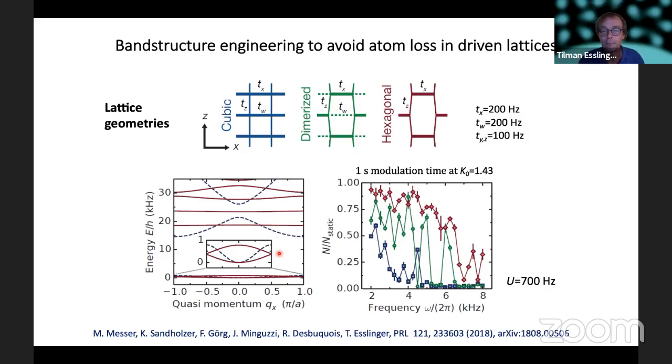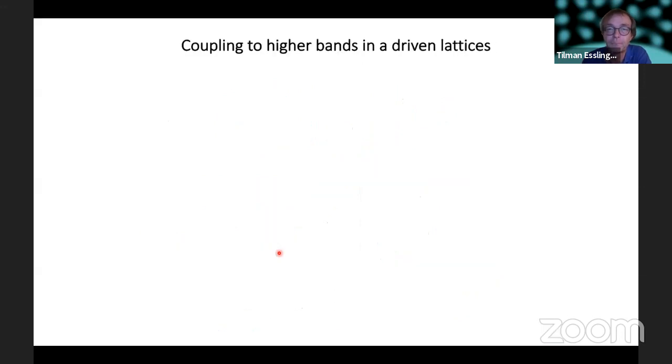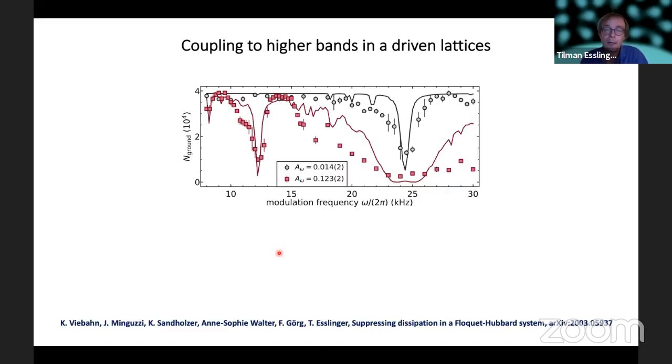And then in this paper, we did some work, we did quantum simulation, comparing the non-driven with the driven system under identical parameters. But I want to go to another situation, another way how you can avoid losses and coupling to higher bands in a driven lattice, in a more general configuration. So this is now an amplitude modulated lattice, and you, for example, shake your lattice, change your modulation frequency and take a spectrum of your atom number.